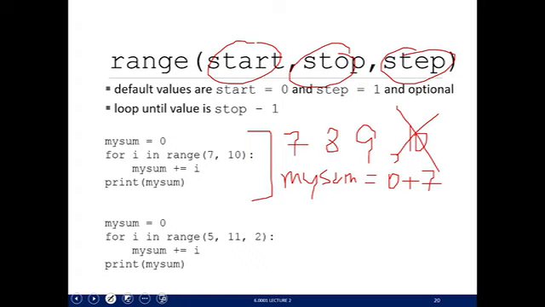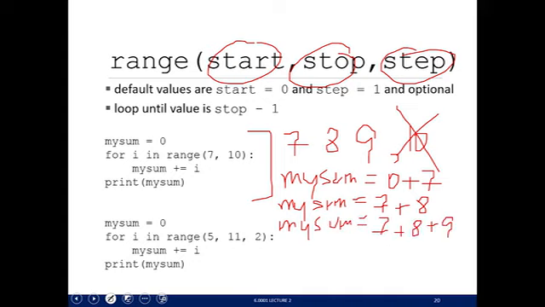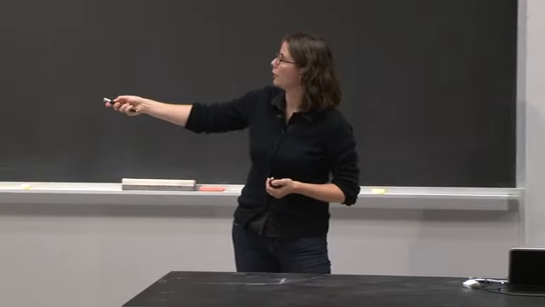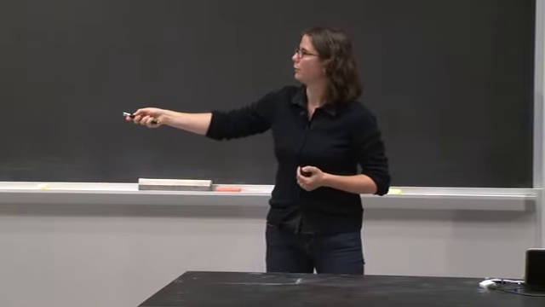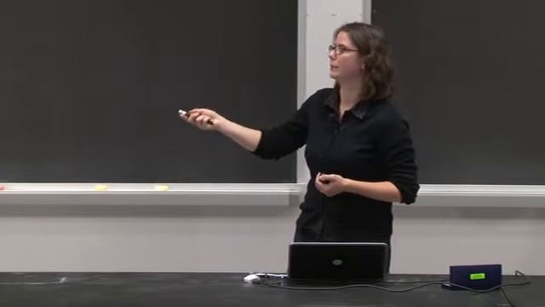The next time through the loop, i gets the value 8. So inside the for loop, my sum gets whatever the previous value was, which was 7, plus 8. Okay. The next time through the loop, my sum gets the value 7 plus 8 plus 9, obviously replacing that with the previous value, so 15. Okay. Since we're not going through 10, that's where we stop. And we're going to print out my sum, which is going to be the value of 7 plus 8 plus 9.